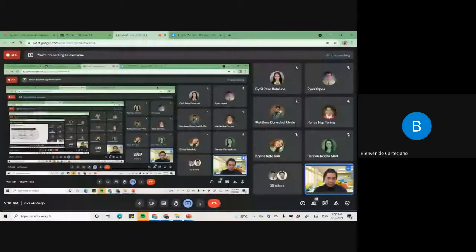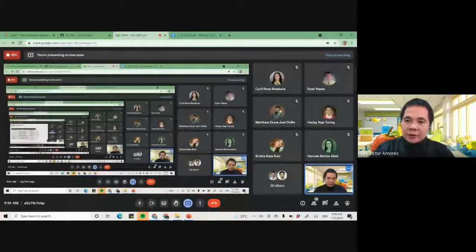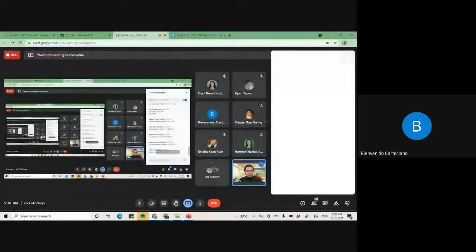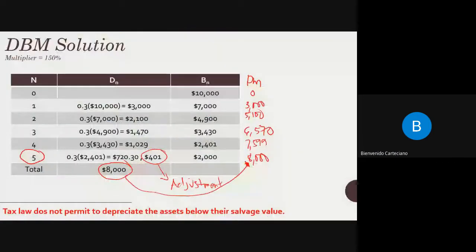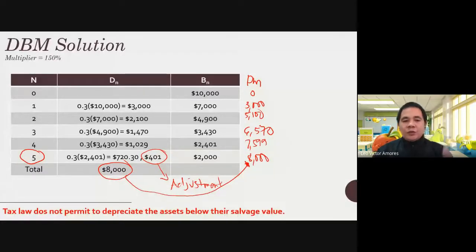Somebody chatted. Yes. What if, sir, on the last year the book value is above the estimated salvage value, will you still adjust the depreciation cost in the last year? Yes. So, you should adjust it on the last year. Okay?